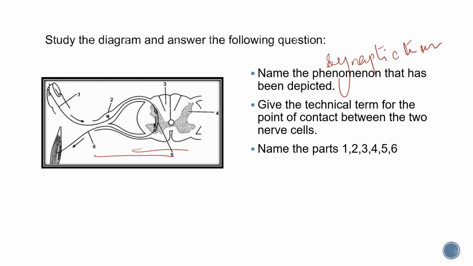And the second question is: give the technical term for the point of contact between the two nerve cells. So just try to think, all of you know this answer. Try to think, try to recall. Before I tell you, just pause the video, think and then listen to my answer. Now the point of contact between two nerve cells is synapse. Okay, it is synapse, as the thing which is happening is synaptic transmission. This is synapse. And what are all these? These are all components of reflex arc.